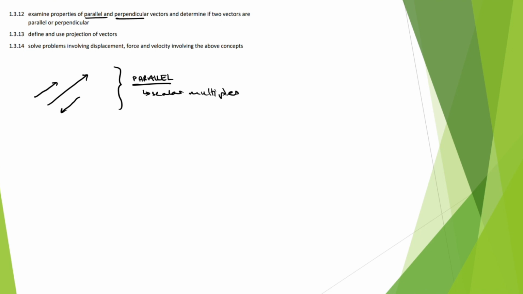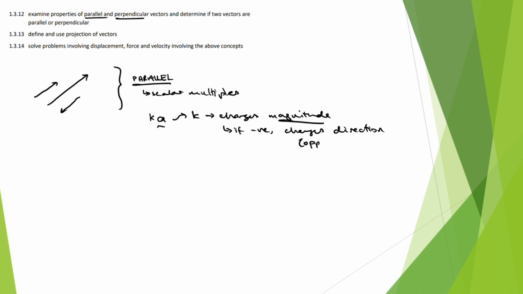And to recall a scalar multiple, if we have a vector A, a scalar multiple of the vector A is a scalar k multiplied by that vector A. And what k does is it changes the magnitude. And in some cases, it can also change direction. If it is negative, then it changes direction, and more specifically, opposite. Okay, so it will still be parallel, just in the opposite direction. And that's something we refer to as anti-parallel sometimes.